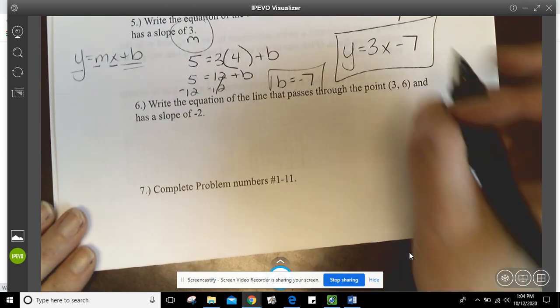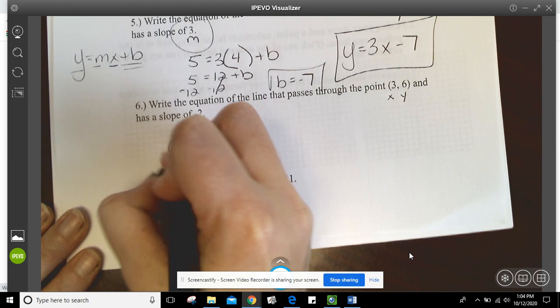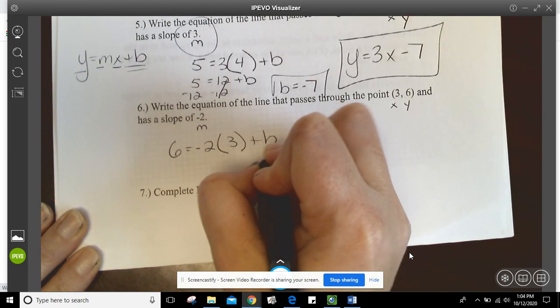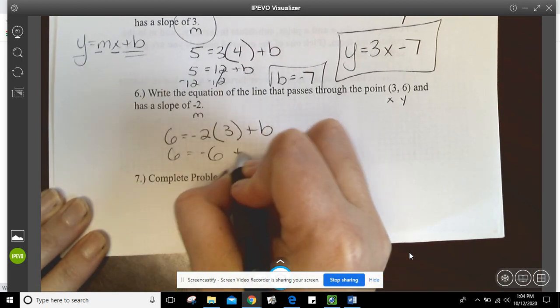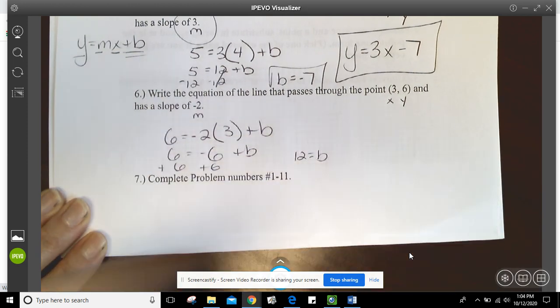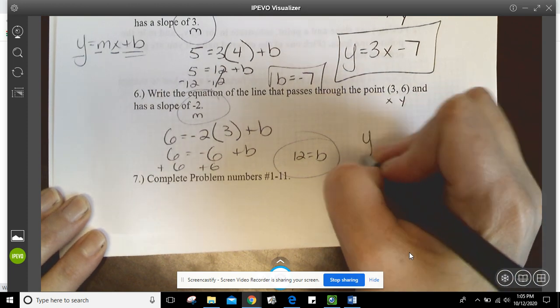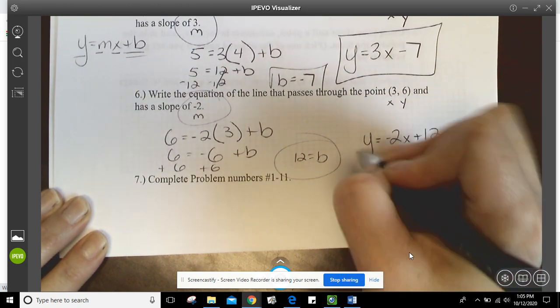And then same thing for the next one. I have an x, a y, and an m. So I'm going to plug my y, my m, and my x in, but I have to solve for b. So 6 equals negative 6 plus b. If I add this over, I get 12 equals b. So now I'm going to take my slope and my b, which is my y-intercept, and plug it back in.